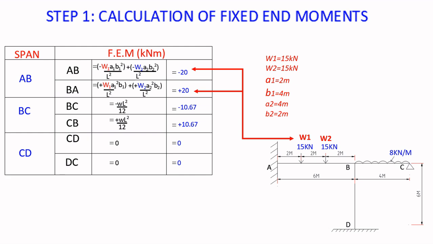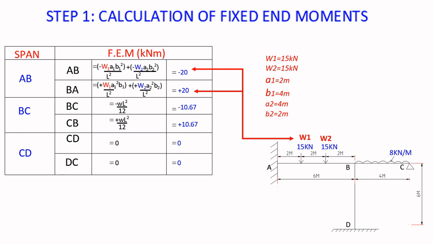Now for BC, there's only one loading, a UDL of 8 kilonewton per meter. So the formula is straightforward, it is W L squared divided by 12. So you get negative 8 times 4 squared divided by 12 and you get negative 10.67. So for CB, it will be now the positive 10.67. For CD, there is no loading there, so basically everything there becomes 0. So those are the fixed end moments.